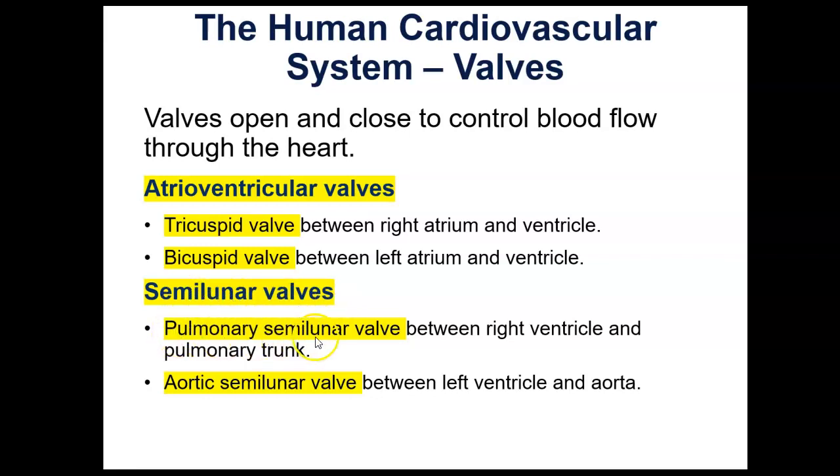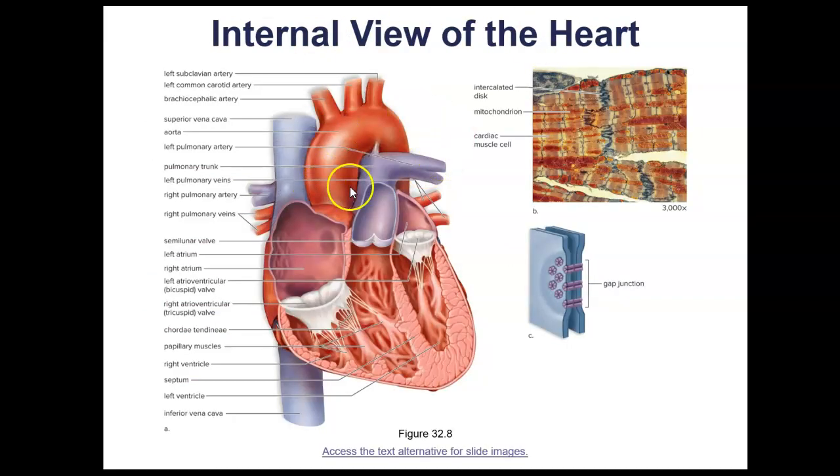The pulmonary semilunar valve, which we just call the pulmonary valve for short, is between the right ventricle and the pulmonary trunk, and it prevents blood from falling back into the right ventricle. And the aortic valve is between the left ventricle and the aorta, and it prevents blood from falling back into the left ventricle. So this is the diagram that shows you those internal structures of the heart.